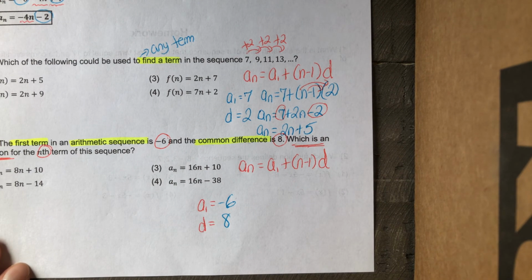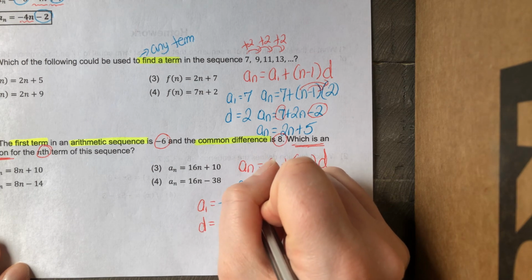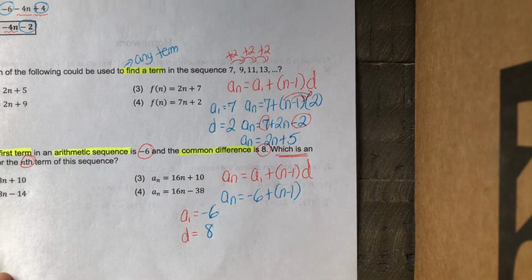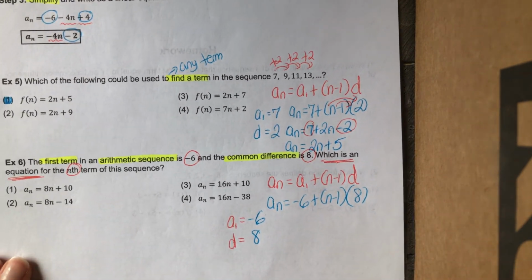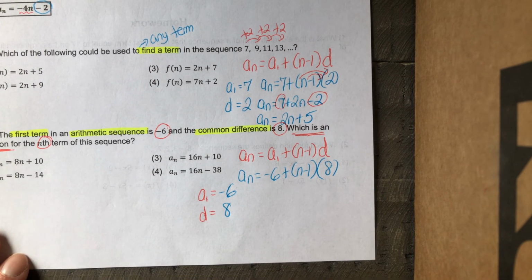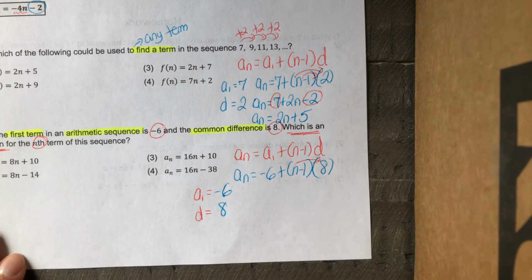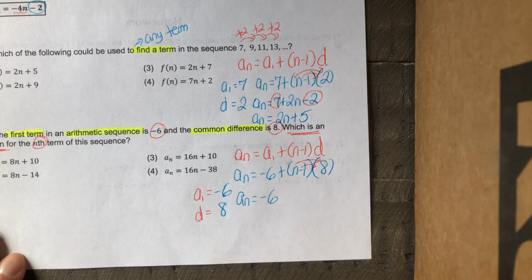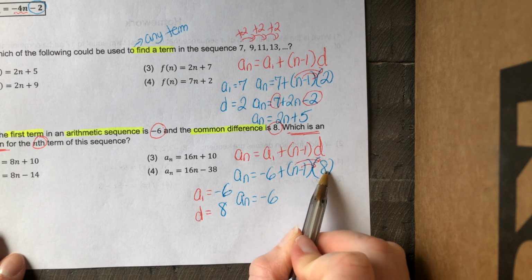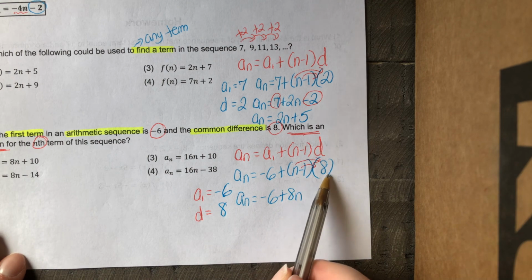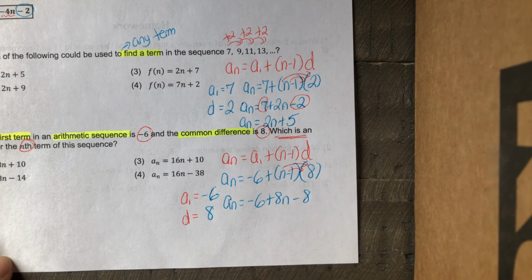And now I'm just going to go ahead and plug in so I can solve. So a sub n equals the first term plus n minus 1 times the common difference, which is 8. And again, I see parentheses, so I know I have to distribute. So I'm going to multiply n to 8 and -1 to 8. So we have a sub n equals -6, and now I got to stop. N times 8 is 8n. It's a positive 8n. -1 times 8 is -8.